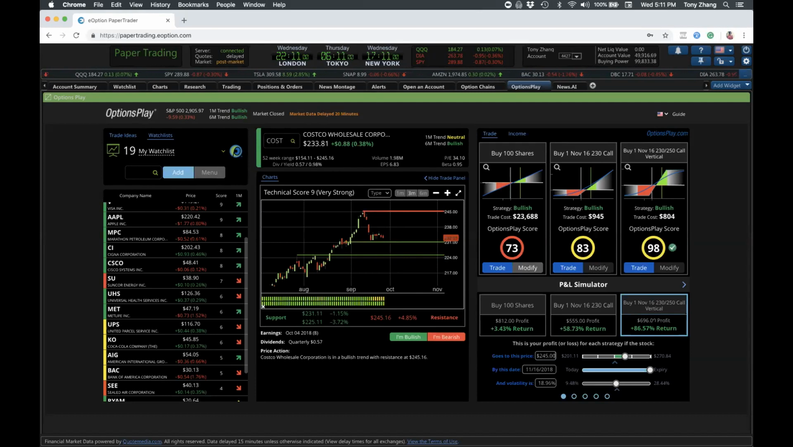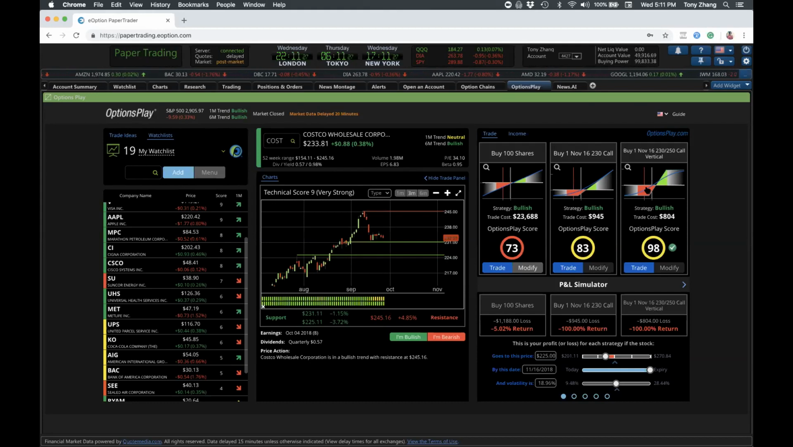But what happens if the stock goes back down to the next support level, 225? How much money do I lose? So here, if I bought the stock, I lose $1,100, a $945 loss if I bought the call, and an $800 loss if I bought the call vertical. So again, this is really why we want to take a look at these vertical spreads as a way to take these directional views that you have and be able to get that upside exposure with limited risk.